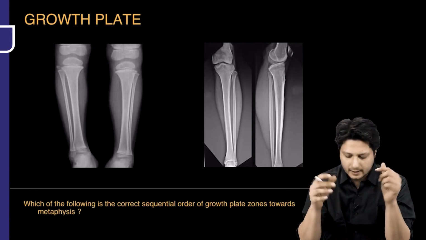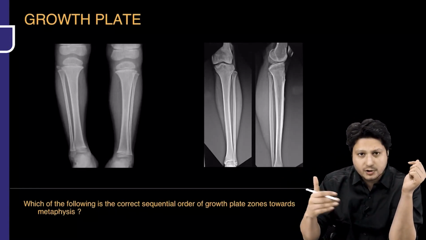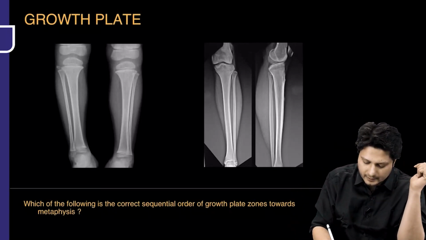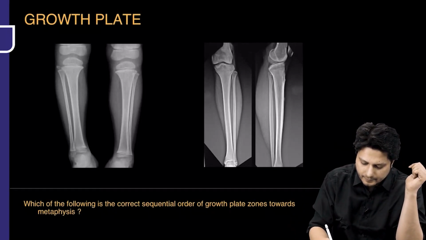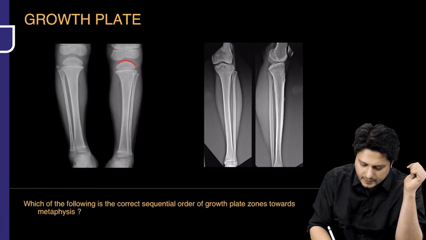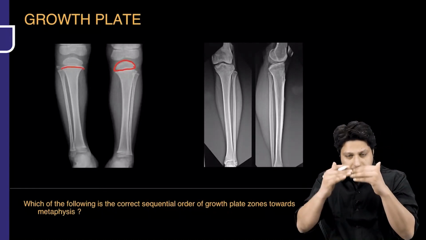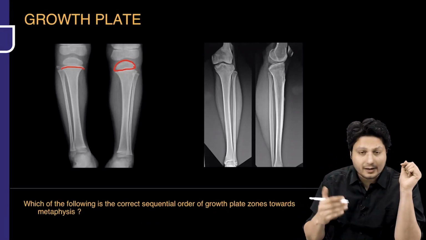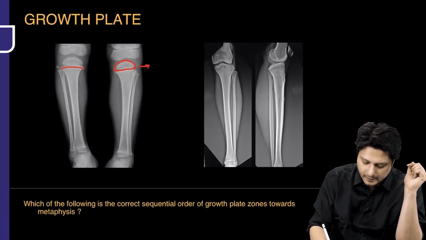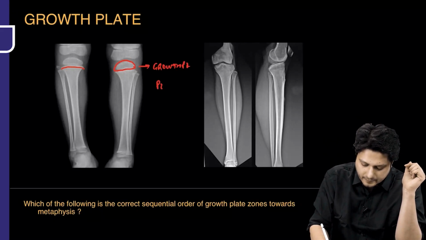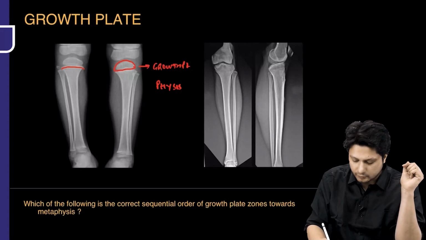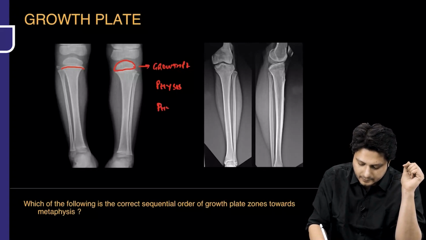So how does it look? You see, if you divide an immature bone into different components like this one, this is the epiphysis, and here we have the metaphysis, and in between the two, the visible line is the growth plate. So this is the growth plate. This growth plate is also known by the name of physis, and it is also known as the physeal plate.